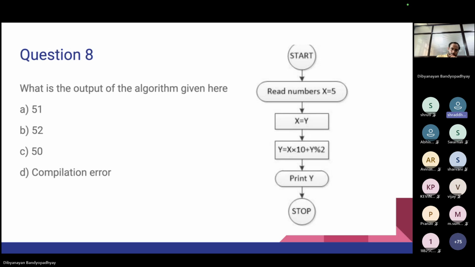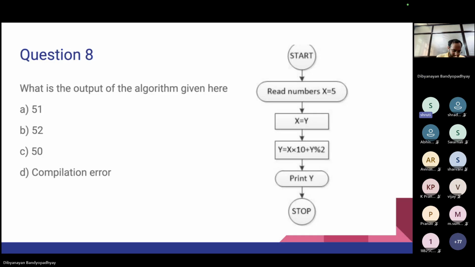52 will be the answer. No. Compilation error. 51, sir. 52 is the answer. Who is saying 52? 51 will be the answer, sir. No, I don't think so. Somebody said compilation error. So can he or she explain actually? Yeah, go ahead.